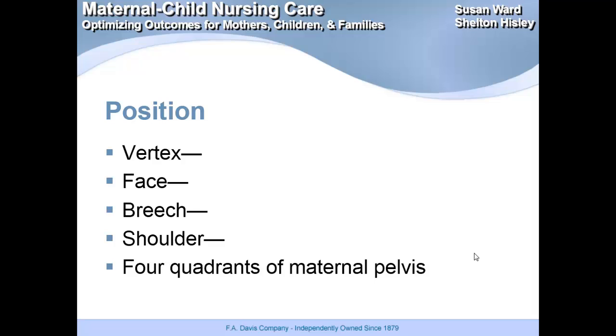So the position: there are 4 quadrants of the maternal pelvis. At the vertex position, that's at the occiput, that'll just be O. If it's the face, that'll be M. If it's breech, it'll be the sacrum. If it's the shoulder, that correlates with the acromion process, and that will be A.